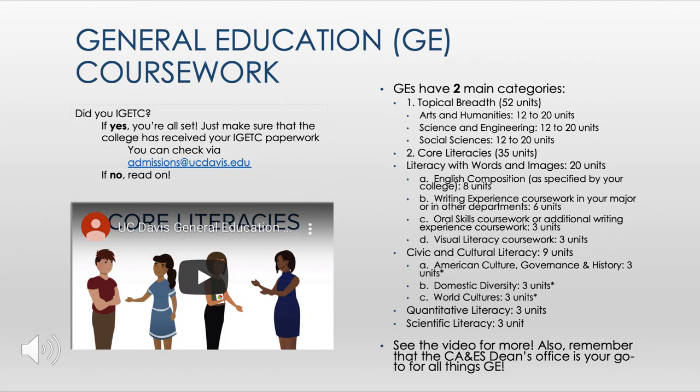So GEs have 2 main categories, topical breadth and core literacies. Topical breadth includes the broader categories: arts and humanities, science and engineering, and social sciences, while core literacies are pretty specific. You can have literacy with words and images, or civic and cultural literacy, and there are subcategories within those.